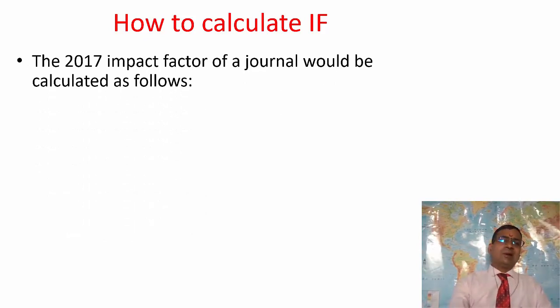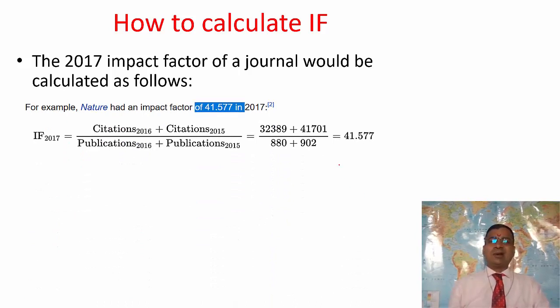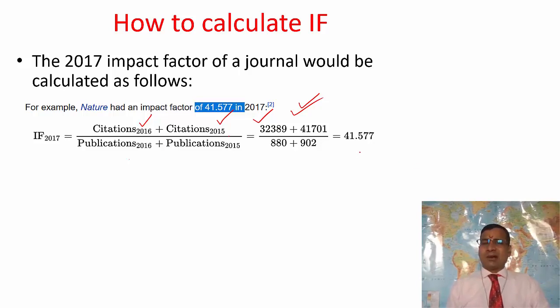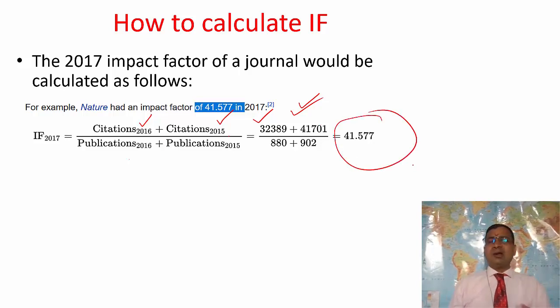For example, here the 2017 impact factor of Nature has been considered. Citations during 2016 and during 2015 are considered here, and you can see that during 2016 the number of citations is 32,389, and during 2015 it was 41,701. Publications during 2016 and 2015 were 880 and 902, and if we use this equation to calculate the impact factor, the impact factor is 41.577. This is the impact factor of Nature for the year 2017.